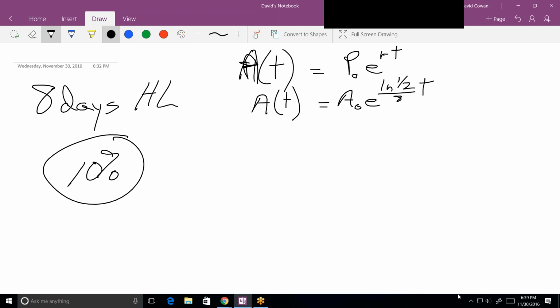Set up the equation: 1/10 times A sub 0 equals A sub 0 times e to the power of natural log of 1/2 divided by 8 times t. Yeah, and this is regardless of what your starting amount is. Doesn't matter. Right. This equation says that the amount left will be 1/10 of what you started with. Well, the first step's always to get rid of those. Right. Now you have this.